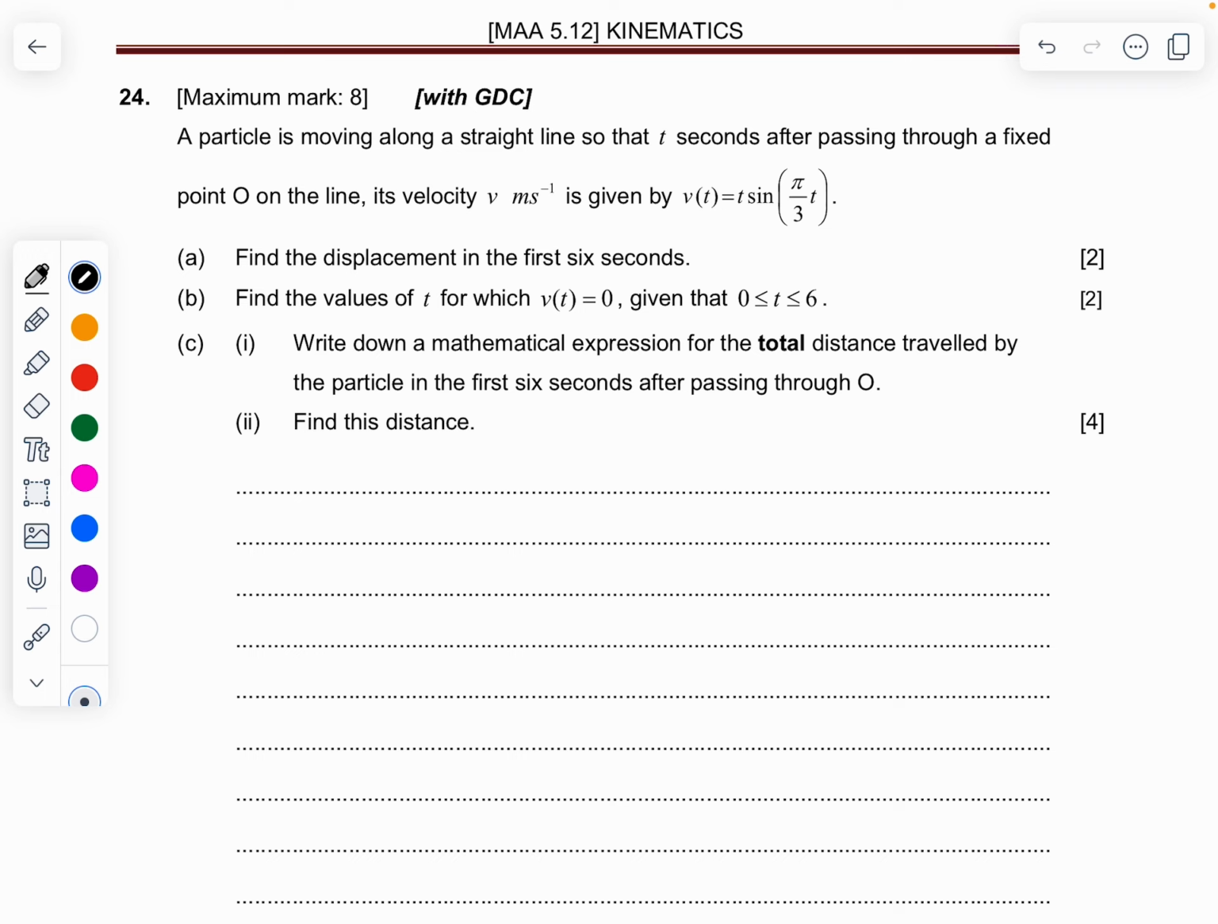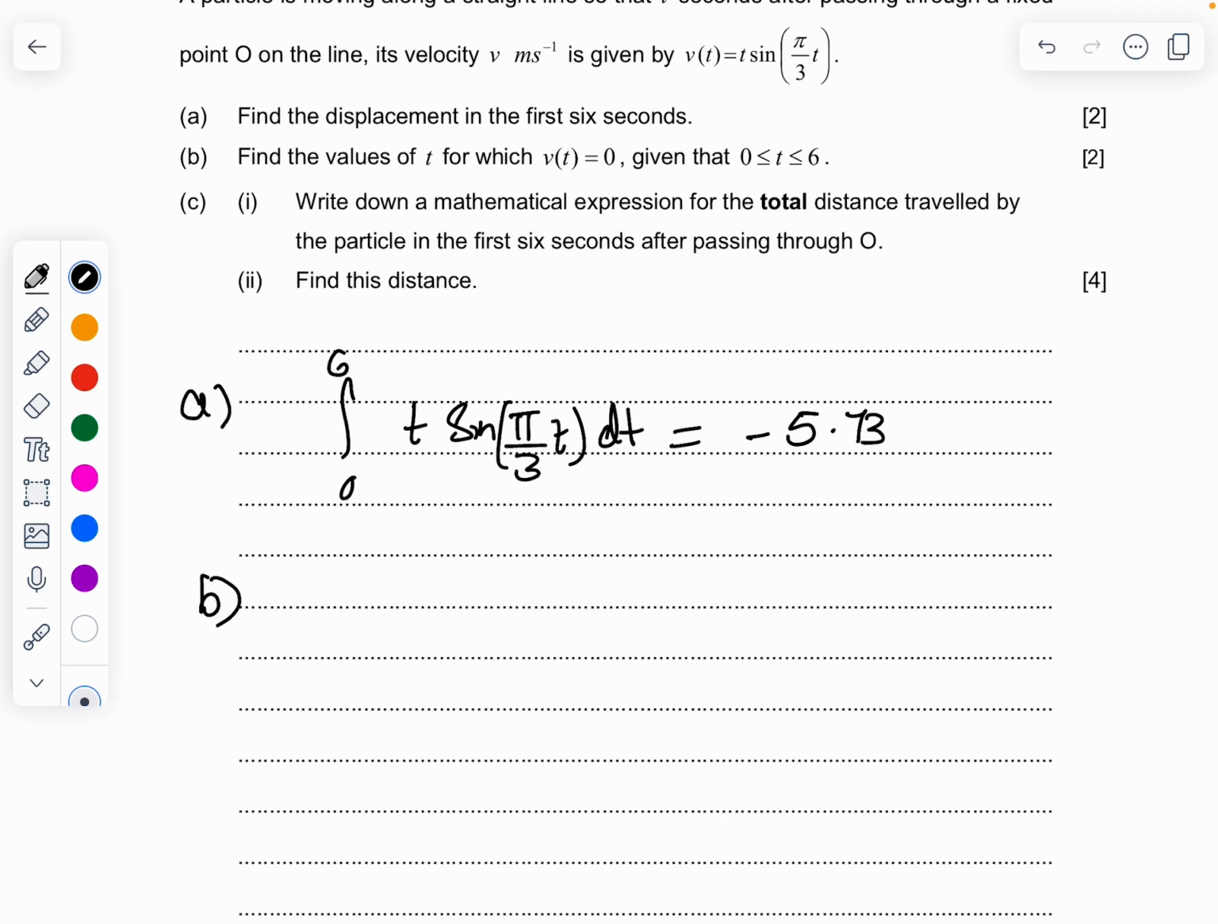Question number 24. A particle is moving along a straight line. Find the displacement in the first 6 seconds. So integral 0 to 6 of t sine of pi by 3 t dt, which is going to be minus 5.73. Find the values of t for which the velocity is equal to 0. So t sine pi by 3 t equals 0. Use the calculator, you get t equal to 0, t equals 3 and t equals 6.